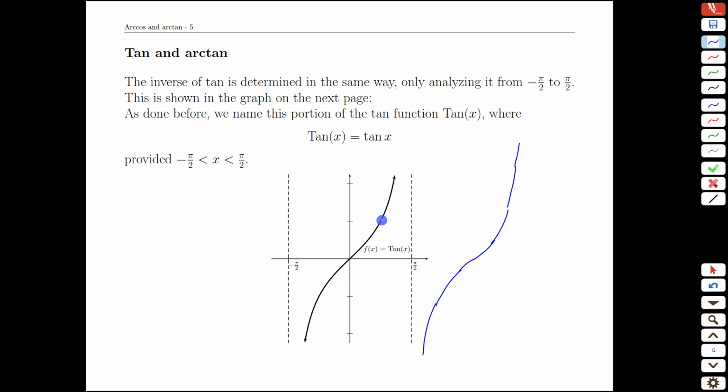However, if we want a domain where we pass the horizontal line test, we can't include these other branches or the ones that come later, because then we would be crossing the same y value at different x points. If we limit ourselves just to this interval here, negative pi over 2 to pi over 2, we have one smooth continuous version of the tangent function which does pass the horizontal line test. So we define capital T tan of x as the same as tan, no difference, except we limit ourselves to this negative pi over 2 to pi over 2 interval.